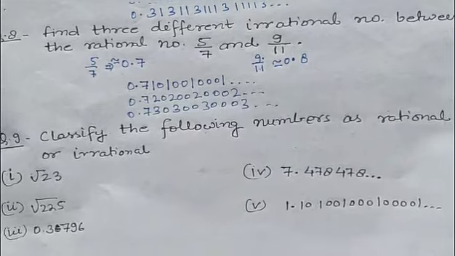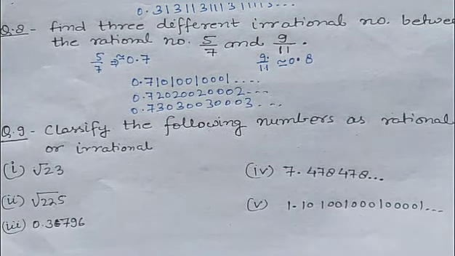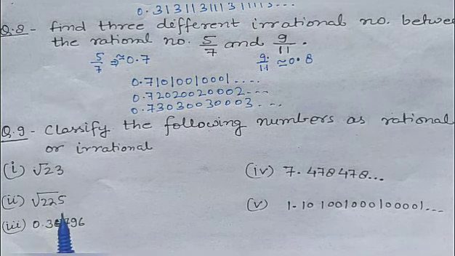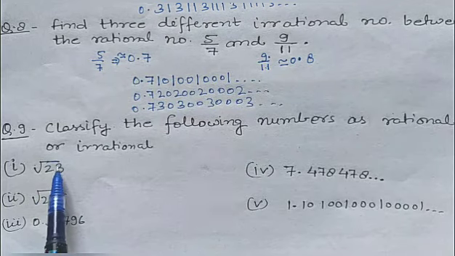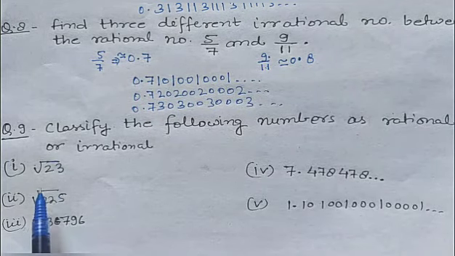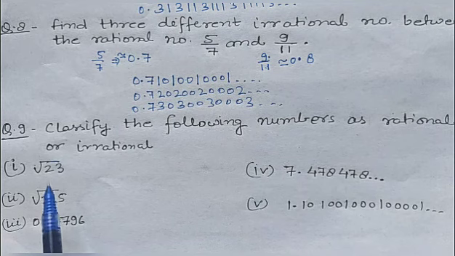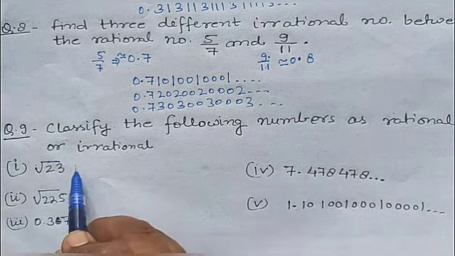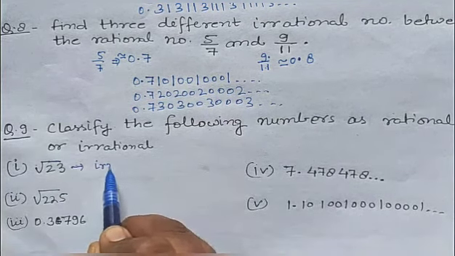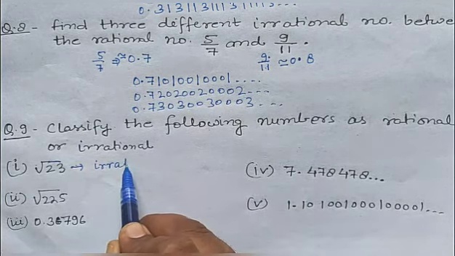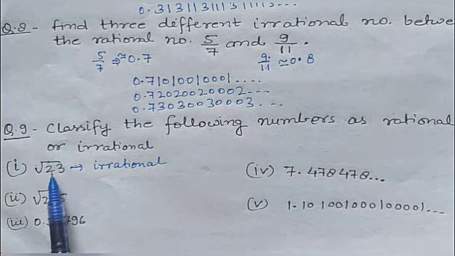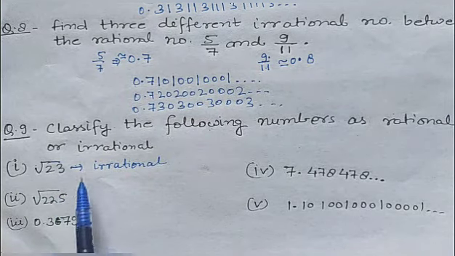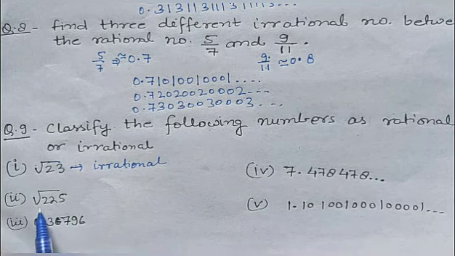Last question, question number 9. Classify the following numbers as rational or irrational. You have to think whether the numbers are rational or irrational. Now in square root, it is a number which is not a perfect square, under root 23. So it will be an irrational number, because in the square root a non-perfect square number is there.